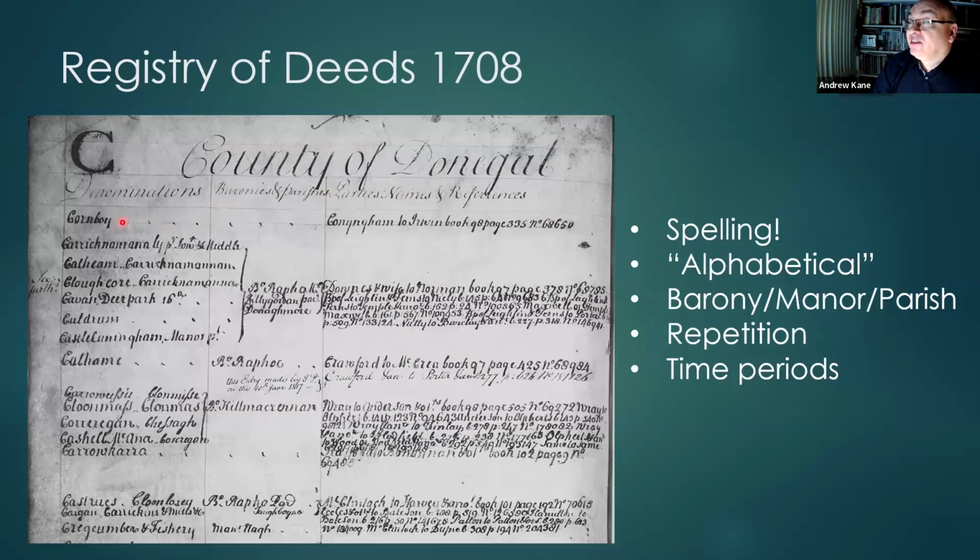Again, this is looking at the Registry of Deeds, the lands index, alphabetical, horrible. This column here will show you the manor name, or the barony name, or the parish name, sometimes more than one, or sometimes none at all, but it can help you work out what a badly spelled townland actually is.